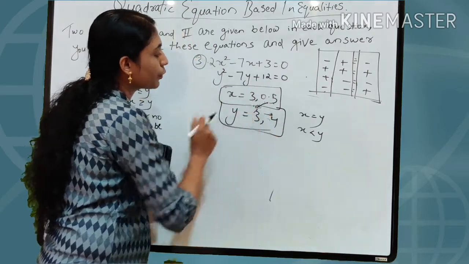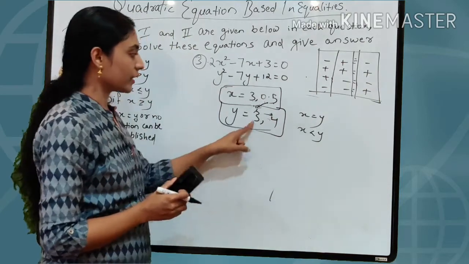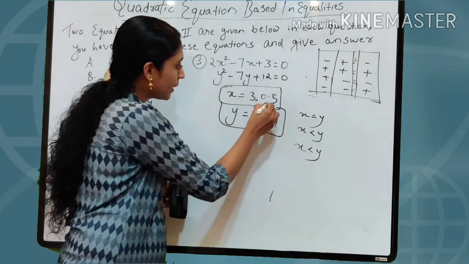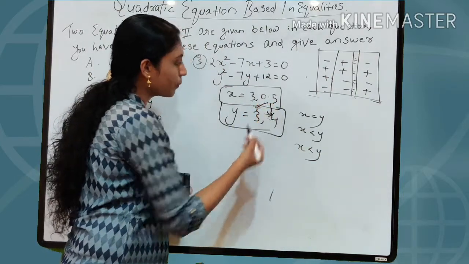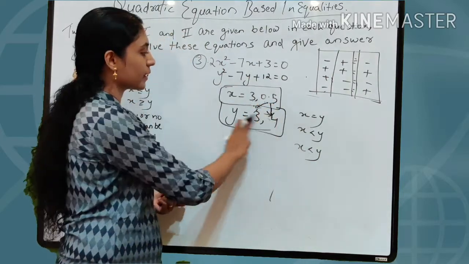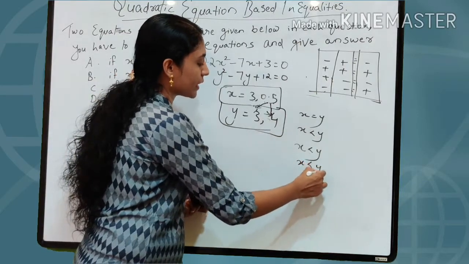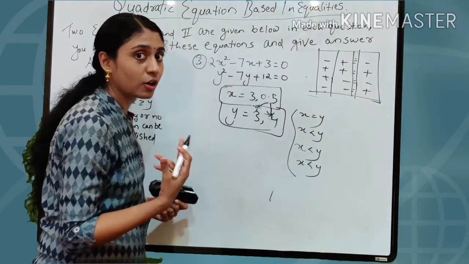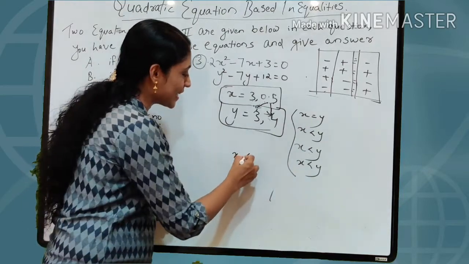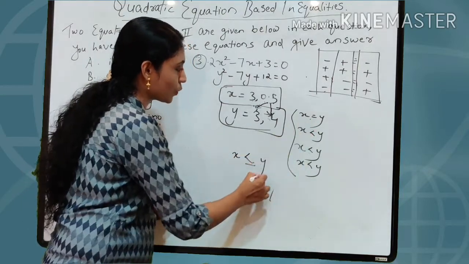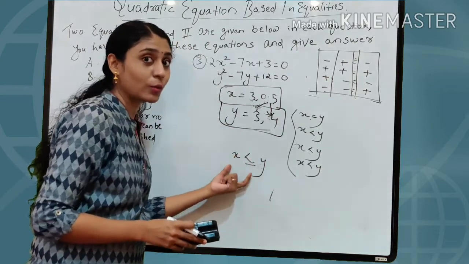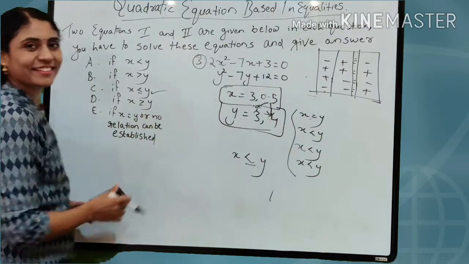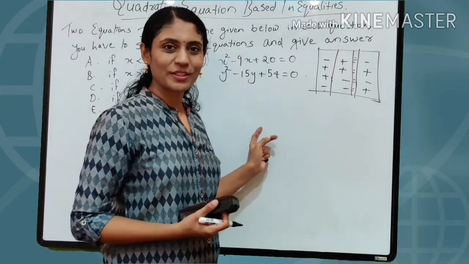When we compare 0.5 and 3, which number is greater? 3. That is, y is greater. x is less than y. And when we compare 0.5 and plus 4, which number is greater? 4 is greater. That means y is greater, or x is less than y. So in all these cases, we got the answer as x is less than y, and in one case equal to. So x is either less than or equal to y. So which option? Option C. So friends, we can go to the fourth question.